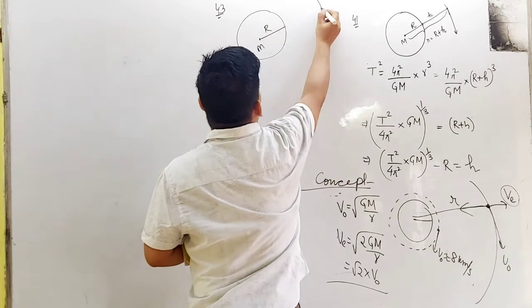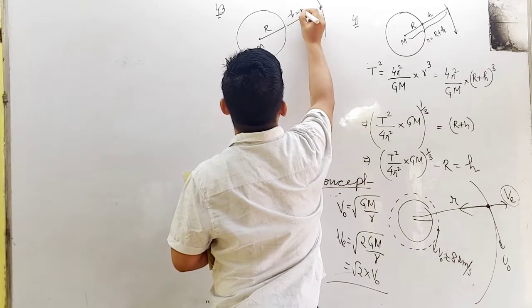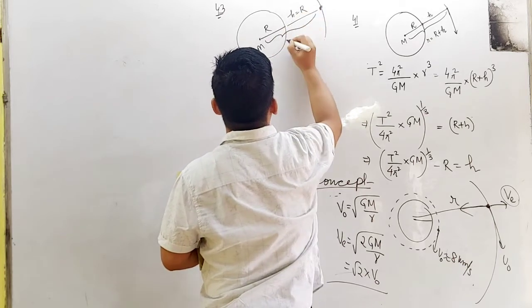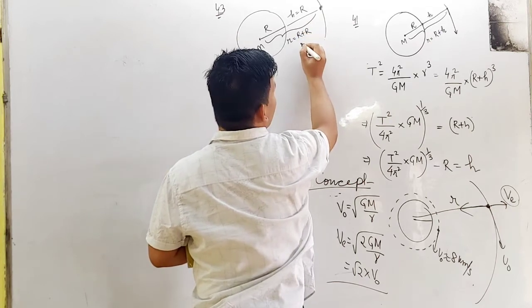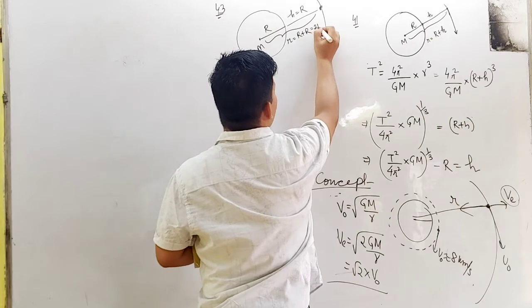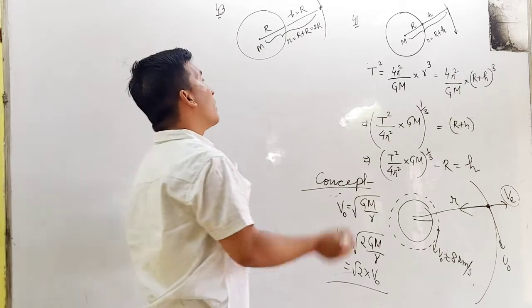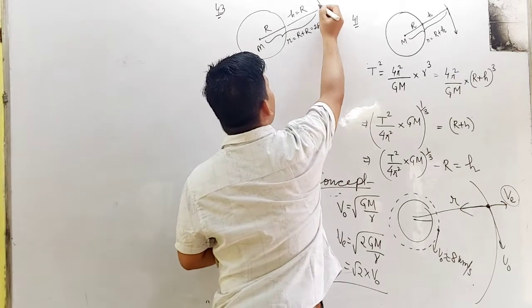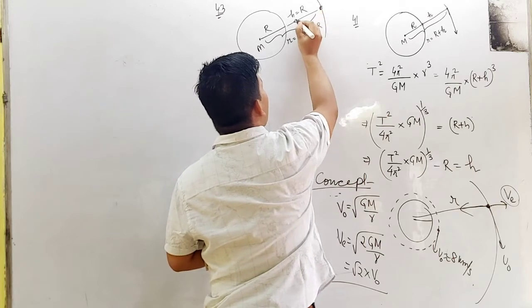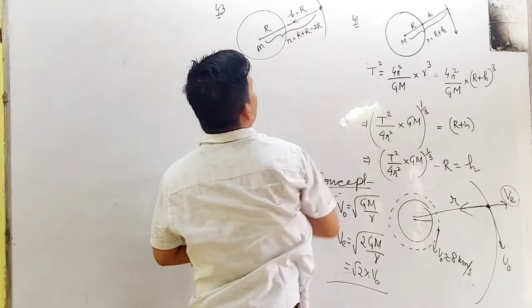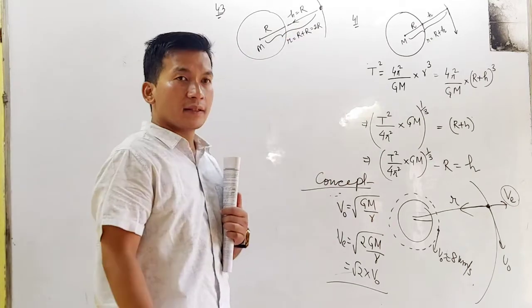Now we have a satellite. It is at a height h equal to R, so the effective distance small r will be equal to R plus R, which is equal to 2R. Now, simple concept: if this revolving satellite is allowed to fall back to the Earth's surface, with what velocity will it strike the ground?